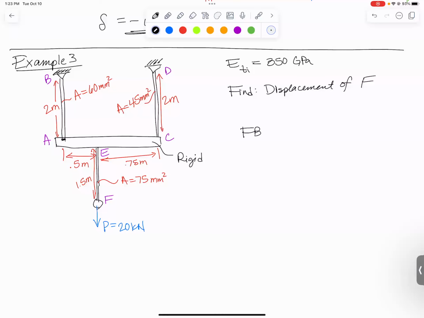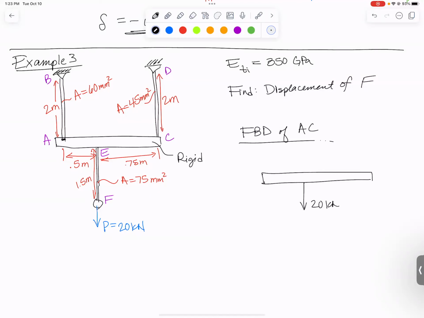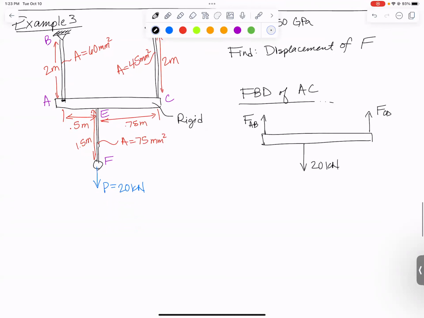Let's start with a free body diagram of member AC. It's got a downward force of 20 kilonewtons from the bottom wire, and it's got an upward force in member AB and an upward force in member CD. We can sum moments about point A, for example, to figure these out. In doing that, I'll have F_CD times (0.5 plus 0.75), which is 1.25 meters away, minus 20 kilonewtons times 0.5 meters.